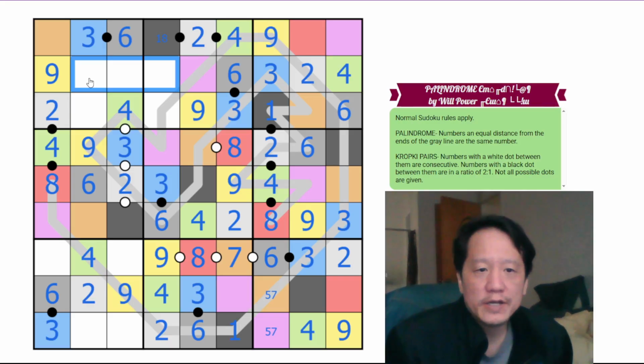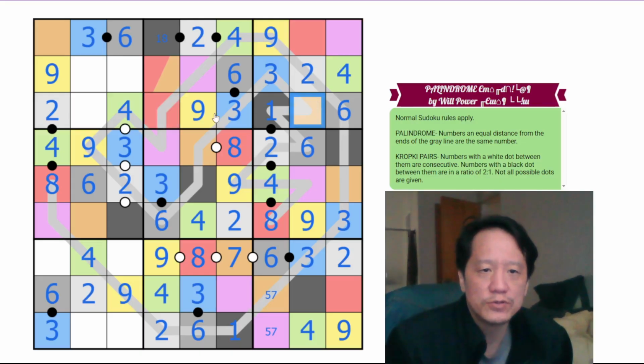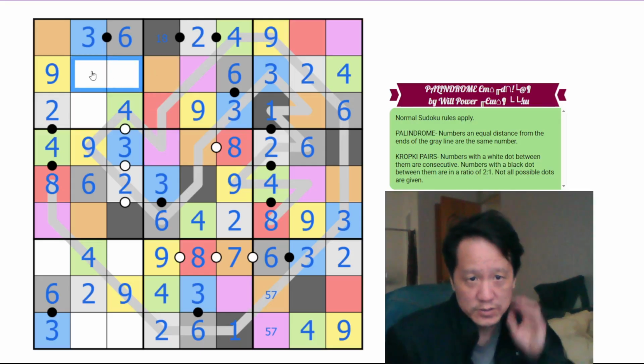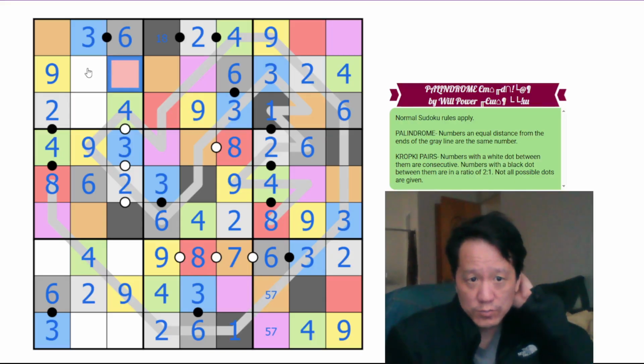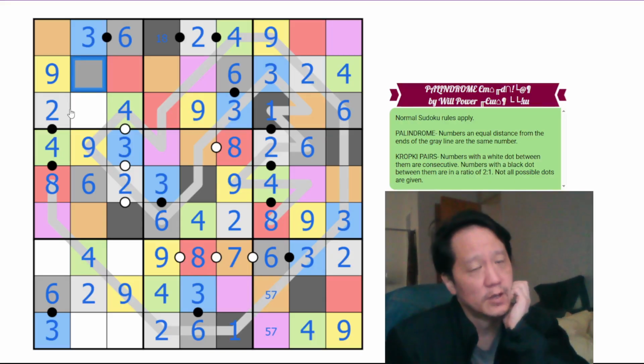We need red, orange, and dark. This can't be orange, so this is red or orange. We have red or orange here, but this can't be orange because of orange in the row, so this is red, which means this can't be red. That's orange. This must be dark and red. This can't be dark, so that's red, and this is dark.